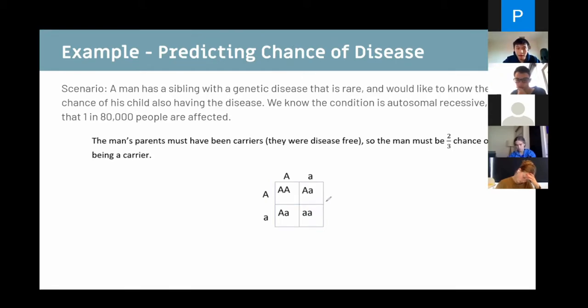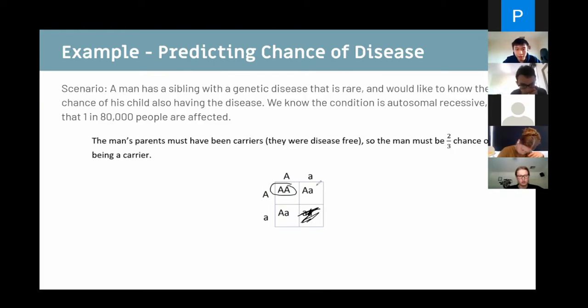So we know the parents, so we know this man, right? This man doesn't have the disease, but what's his chance of being a carrier? Because he doesn't have the disease, we can cross out that his genotype is AA. So the man here could either be big A, big A, or he could be big A, little a. So you see that there's 2 big A, little a's. So his chance of being a carrier is 2 out of 3, right?